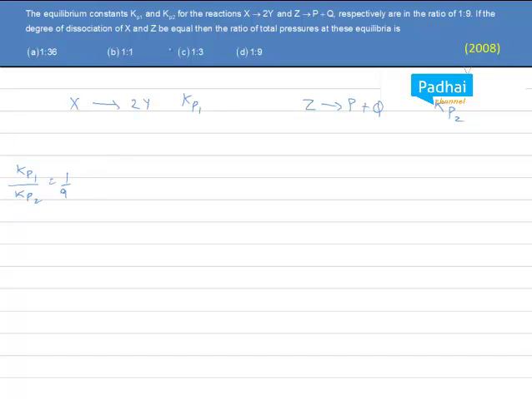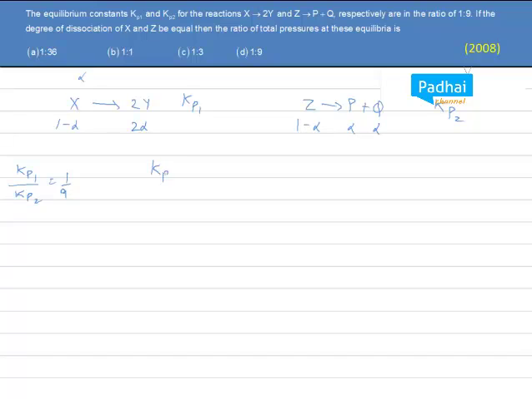Now this is given. If the degree of dissociation of X and Z are equal, then what is the ratio of the total pressures at these equilibria? Let us suppose the degree of dissociation is alpha for both, so it will be 1 minus alpha, 2 alpha, and 1 minus alpha, alpha, alpha, right?